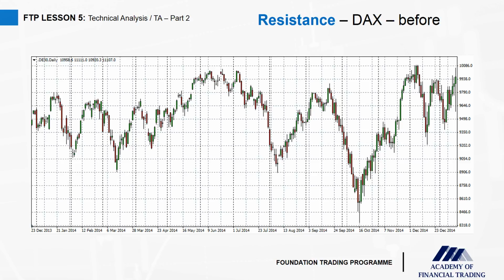Now, again, we can quite clearly see floors and ceilings here. Now, this is in the DAX index. Now, can anyone notice something about the ceiling? Something noteworthy, something remarkable at the ceiling we're looking at.